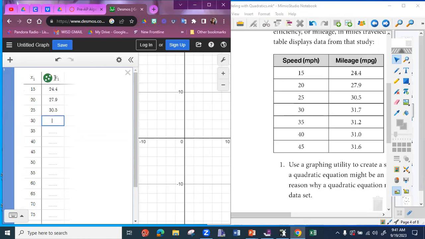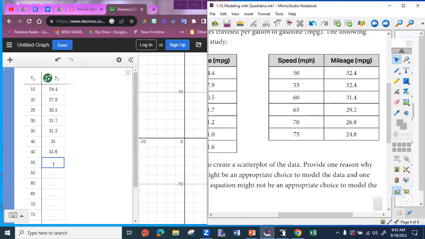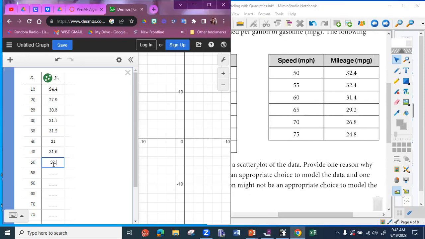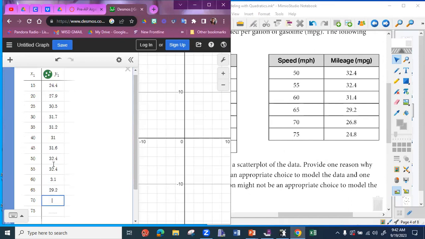30 and 5/10, 31 and 7/10, 31 and 2/10, 31, 31 and 6/10. Got to scoot over my thing. At 50, 32 and 4/10, 32 and 4/10, 31 and 4/10, 29 and 2/10, and 26 and 8/10, and 24 and 8/10.